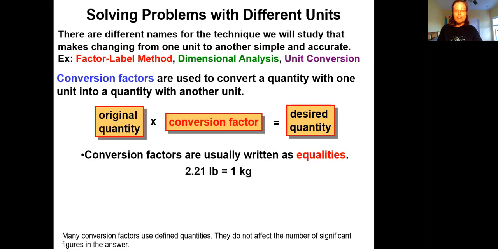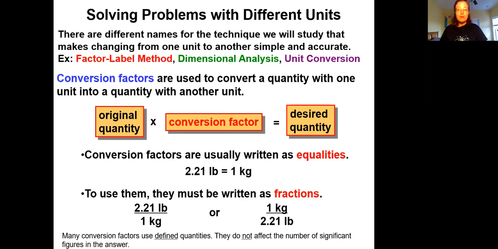Conversion factors are usually written as equalities. That's because these values will go together. 2.21 pounds is the same as 1 kilogram. These two units are joined together with those two numbers: 2.21 next to the pound symbol, 1 next to the kilogram symbol.